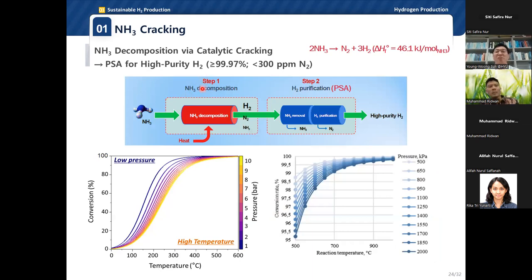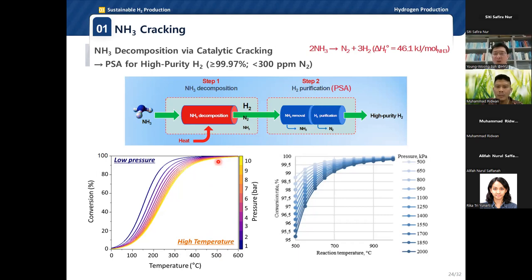Okay, so simply at the ammonia cracking center, step one is ammonia decomposition and the hydrogen purification using pressure swing adsorption. I also have to mention that this enthalpy change over here, 46.1 kilojoule per mole of ammonia, is endothermic. So what is the meaning? Look at this diagram, right? As the temperature is increasing, this thermodynamic equilibrium conversion is increasing. About 500 you can see near complete conversion of ammonia to hydrogen.